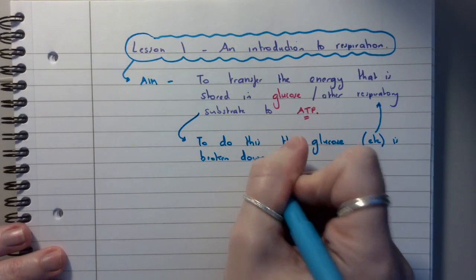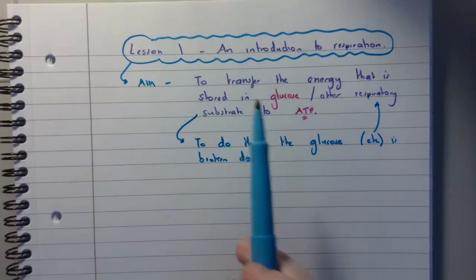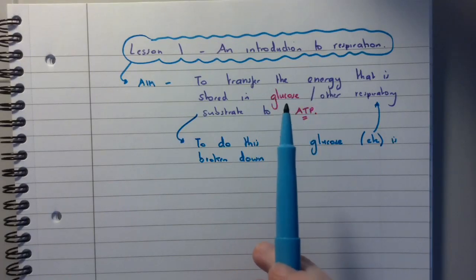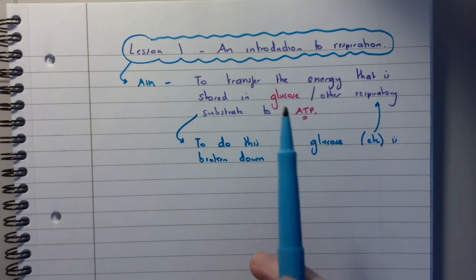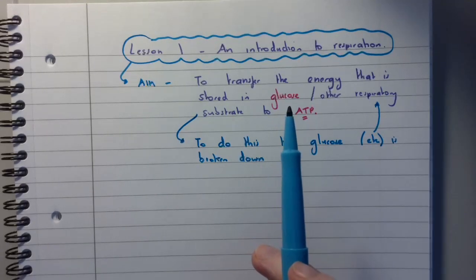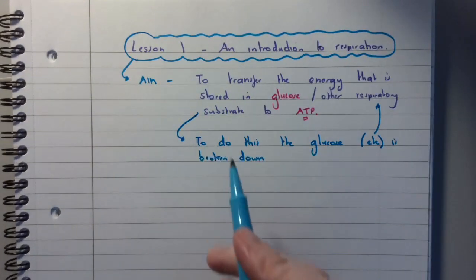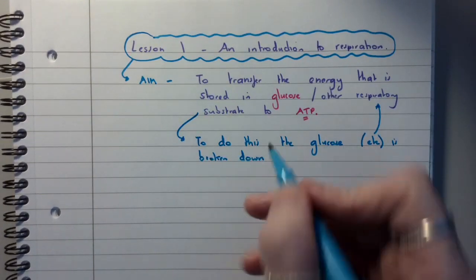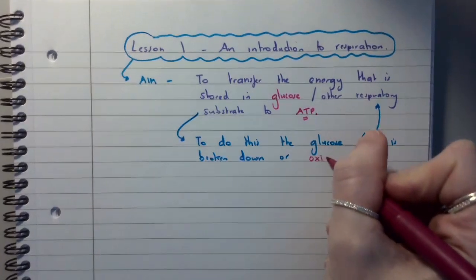Now, most of the time in respiration, we're going to be using aerobic respiration, and aerobic means with oxygen. So you're going to use oxygen to combine or break down the glucose. So sometimes instead of saying broken down, we say that the glucose is being oxidized. Oxidized in science, like chemistry and biology, also means the loss of electrons as well, which is also a really important part of respiration. So for now, I'm just going to write, to do this, the glucose, etc. is broken down, or sometimes we say it's oxidized because we're normally using oxygen to do it.